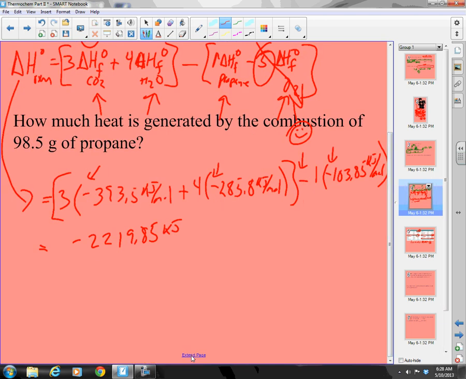Now, let's watch our sig figs. This one could go to the hundredth, this one to the tenth, this one to the tenth. My guess is I can only go to the tenth. So this is going to be equal to negative 2219.9 kilojoules. Now, you could say this is kilojoules for this reaction.